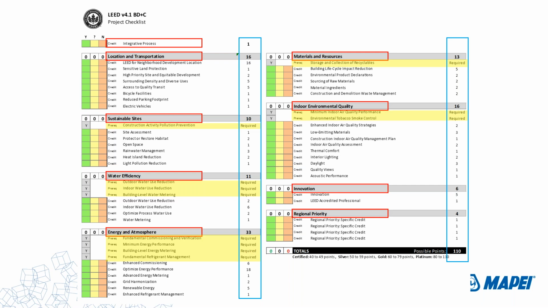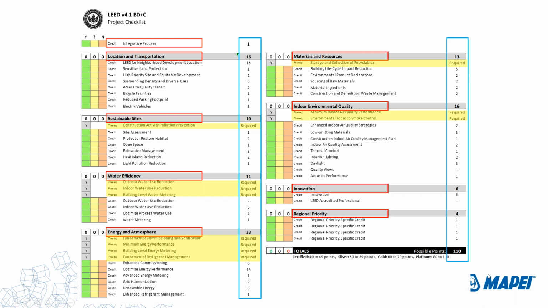So using the water use reduction example again, the prerequisite requires reducing water usage by 20%, but there is a credit that's worth 6 points called indoor water use reduction as well. And you get 1 point for reducing water use by 25%, 2 points for 30%, and up to 6 points for reducing water usage by 50% from a baseline.